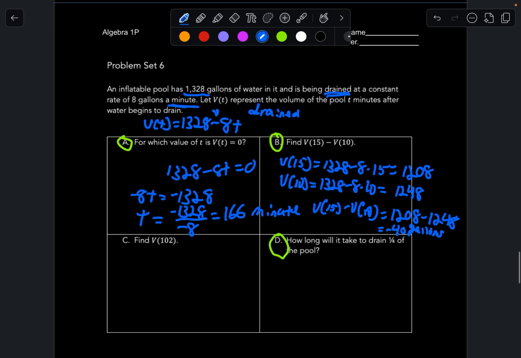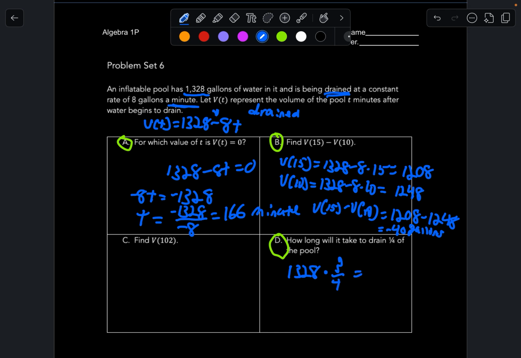Then it says find V of 102. Well, we're skipping that. You just plug 102 into the equation. How long will it take to drain 1/4 of the pool? So remember, initial volume was 1,328 gallons. They want to know how long it will take to drain 1/4 of the pool. So one way of looking at this is that if 1/4 is drained, 3/4 is left.